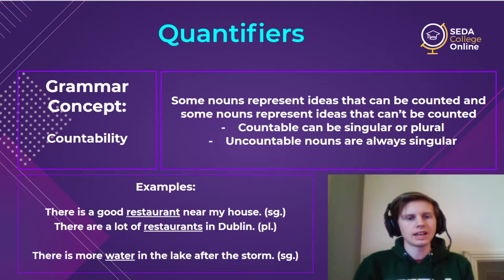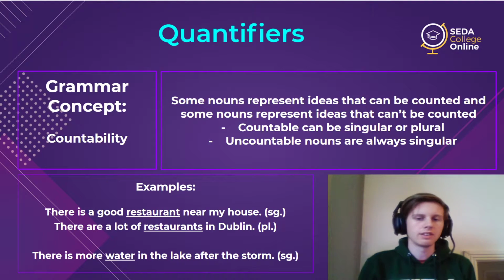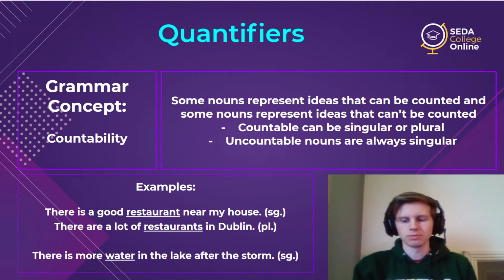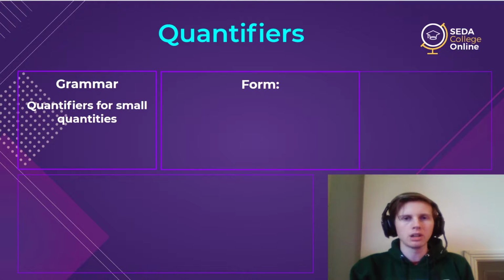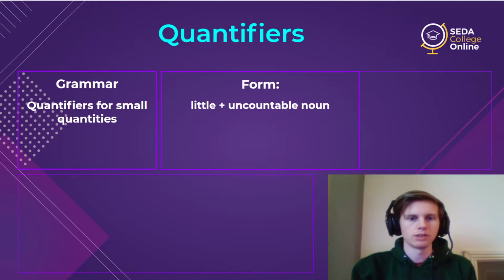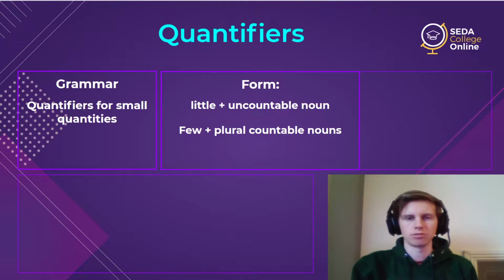So this idea of countability is very important for quantifiers because we have different quantifiers depending on if it is a countable or an uncountable noun. So let's begin with the quantifiers. So what are some quantifiers for small quantities? Well, we have a couple options. So for small quantities, you can say little for uncountable nouns, and you can say few for countable nouns. So those are going to be the two for a small quantity, little or few, and it's different depending on if the noun is countable or uncountable.